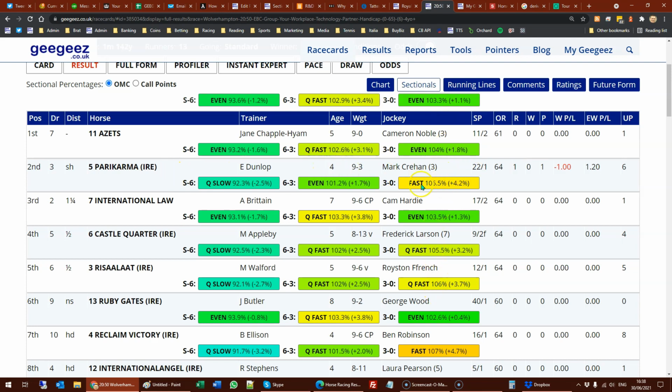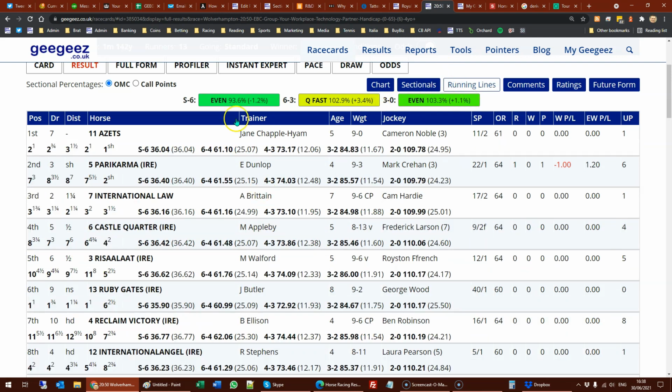And in this case, Parikama particularly, and a couple of these others, maybe Reclaim Victory as well, who despite finishing 7th was only beaten about 2.5 lengths. And if we get rid of the sectionals for a second and put the running lines on, now ignore all this in the middle for now. I just want to focus on this bit on the left hand side, these 5 bold figures and the superscript numbers next to them. If I just put this on call points a second, that's quite helpful to understand what these numbers relate to.